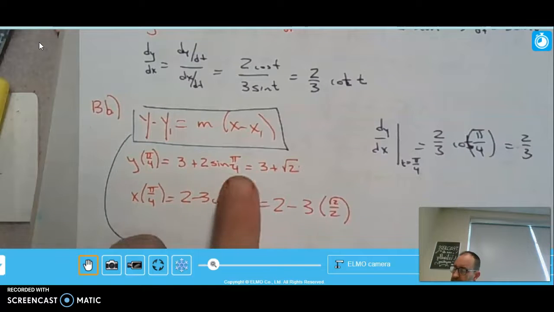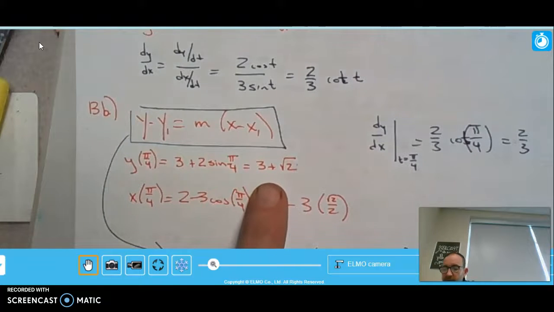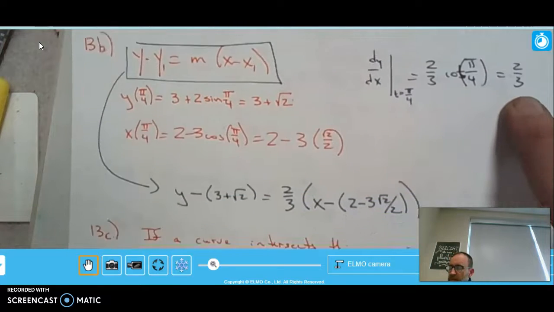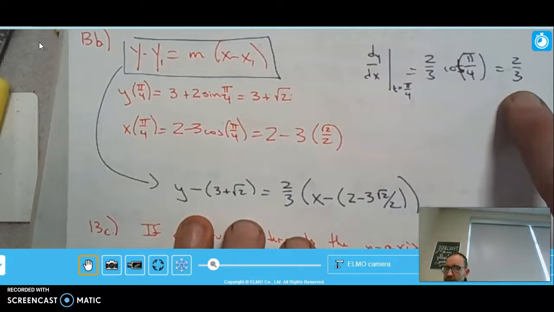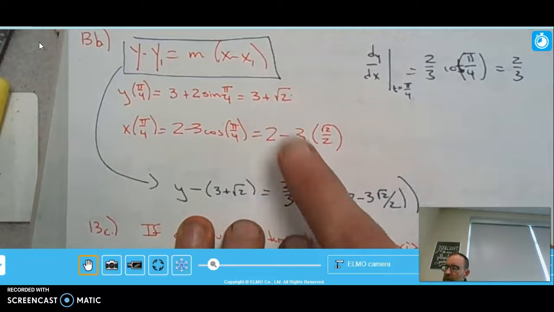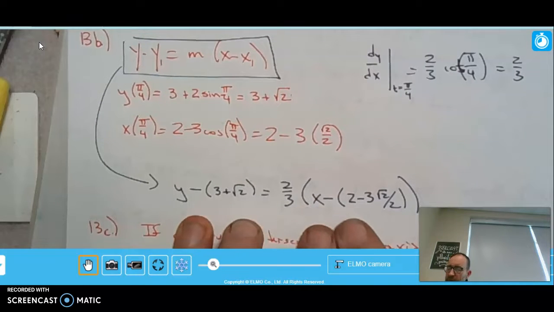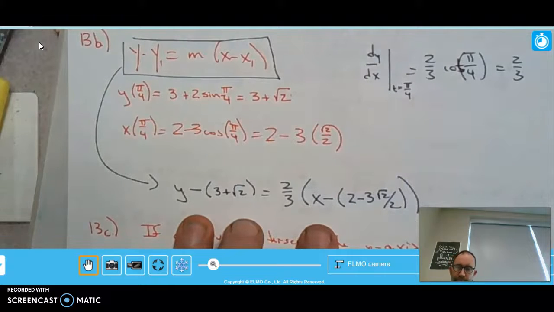So we have an x-coordinate, we have a y-coordinate, and we have a slope. We're ready to write the equation of the tangent line. It'll be y minus the y-coordinate equals the slope times x minus the x-coordinate.